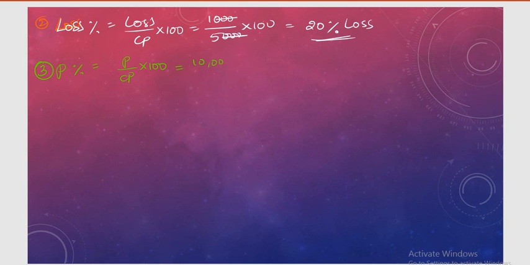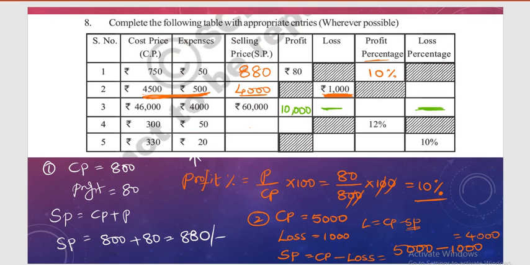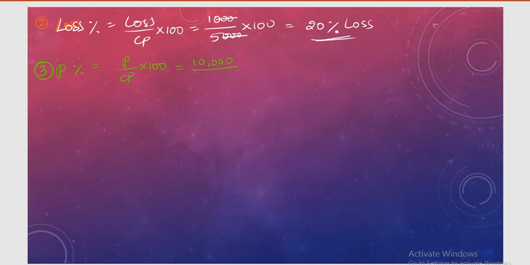So what is profit here? He is having a profit of 10,000 divided by CP. What is CP here? CP is 46,000 plus 4,000, which is nothing but 50,000. So 10,000 by 50,000 into 100. Clearly these 4 zeros and 4 zeros get cancelled. Then what are you going to get? 20% profit. So we are going to get 20% profit, right?